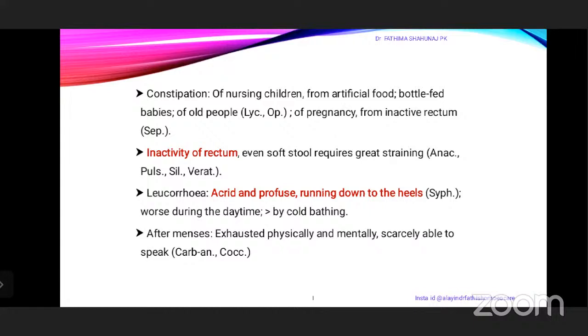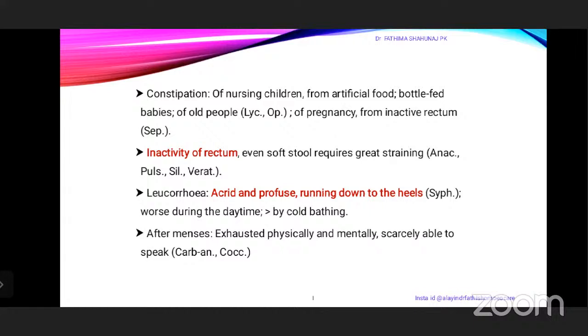When partially expelled, recede again. Feces remain a long time in the rectum. So here in Silicea also, difficult to pass due to the inactivity of the rectum, with great straining as if rectum were paralyzed.